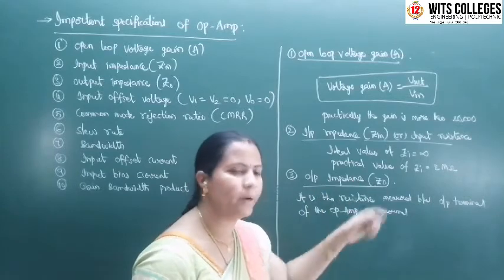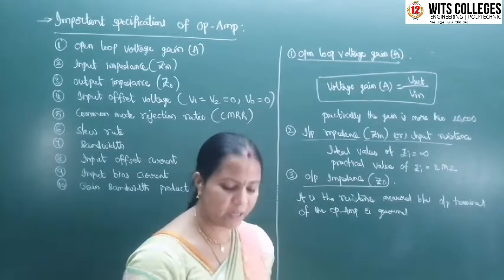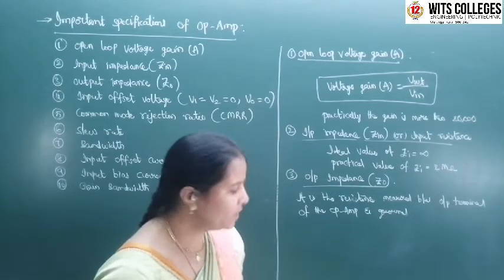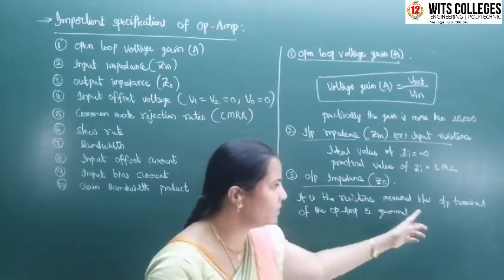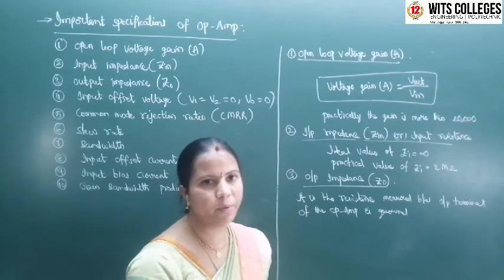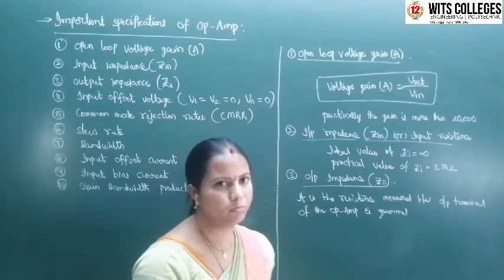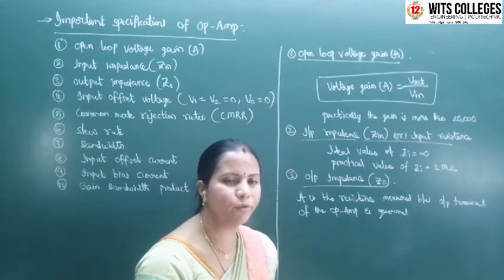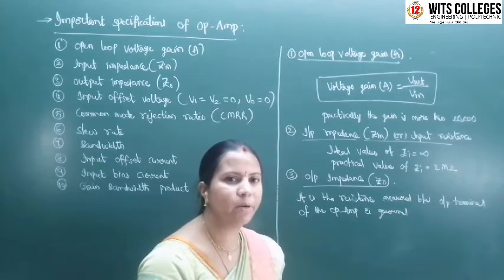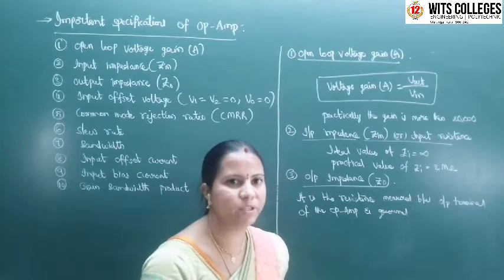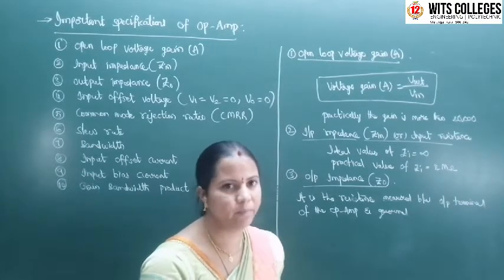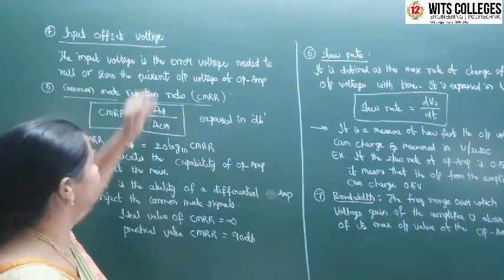Coming to the output impedance, it is indicated by Z0. It is the resistance measured between the output terminal of the operational amplifier and ground. Output impedance means we have to calculate it at the output terminal of the operational amplifier, that is at the 6th pin.